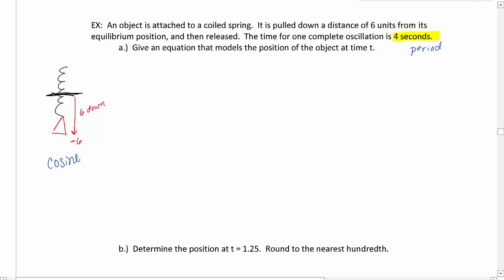So let's read our part A. We want to give an equation that models the position of the object at time t. We've already established that we're going to use a cosine function. S of t equals A cosine of omega times t. We know that A is going to be -6 because we're starting at -6.